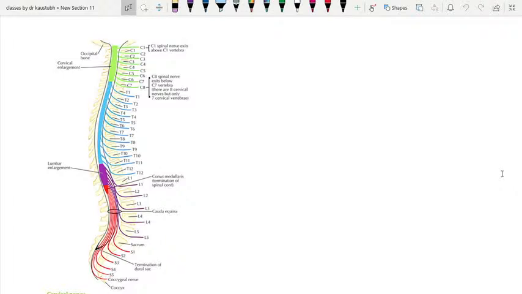The first and foremost important concept I want you to understand is the orientation of the spinal cord in the spine, and how the spinal nerves are exiting or traversing. In the cervical spine, if this is a vertebra, say C1 vertebra, the spinal nerve of this root is leaving above the level of the vertebra.